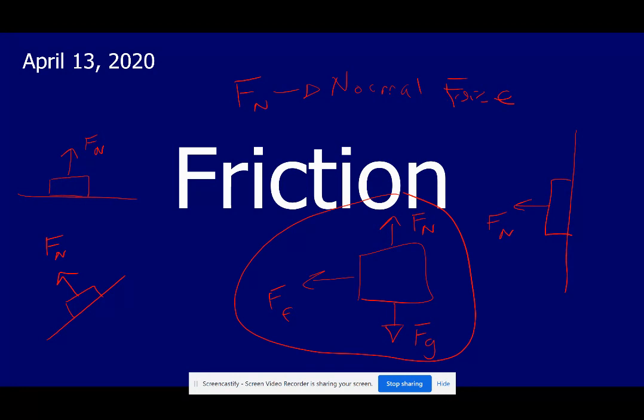I've got a bunch of things sitting on my desk right now. Gravity's trying to pull them down through the desk, but there exists a normal force perpendicular to the desk that holds those objects up.